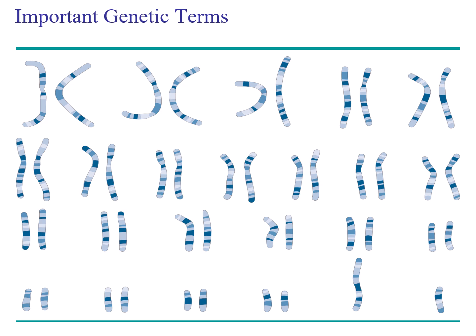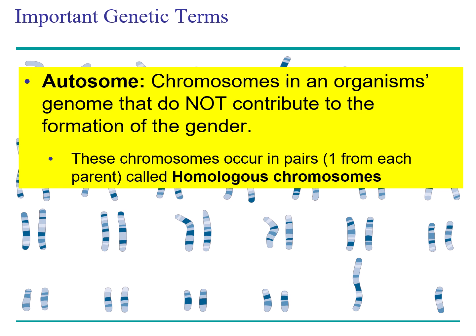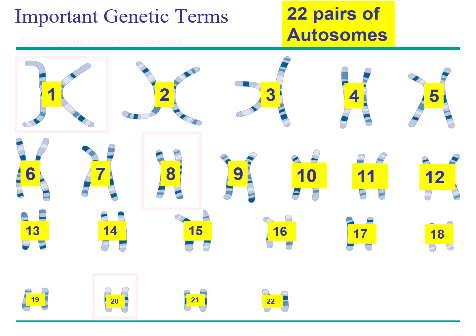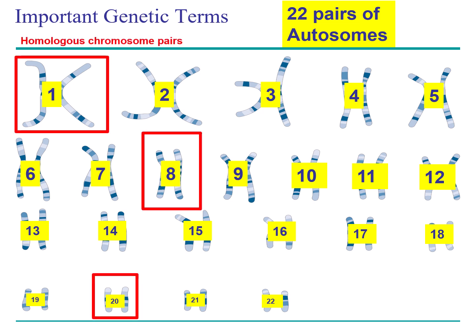When looking at the 24 chromosomes, there are 12 pairs of chromosomes, one set of 12 from mom and the other set of 12 from dad. Chromosomes that do not contribute to the formation of the gender are referred to as autosomes. There are 22 paired sets of autosomal chromosomes. Each paired set is referred to as homologous chromosomes.